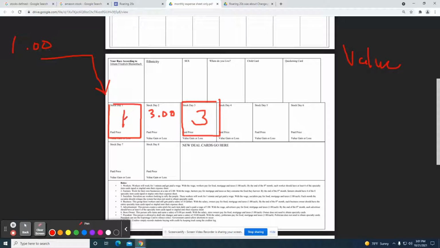You have the option of either holding on to it and hoping that by day 3 the stock will go higher than $3. Hopefully it stays the same, and worst case scenario it goes down to 0, at which point your company probably just went out of business and you are about to lose some money.